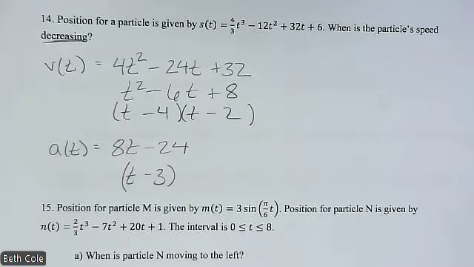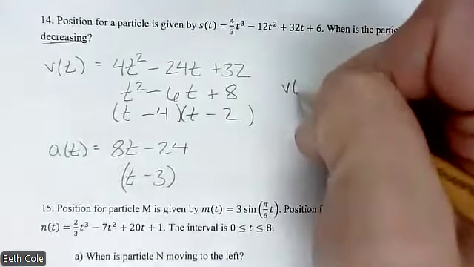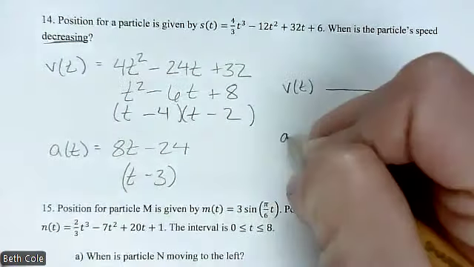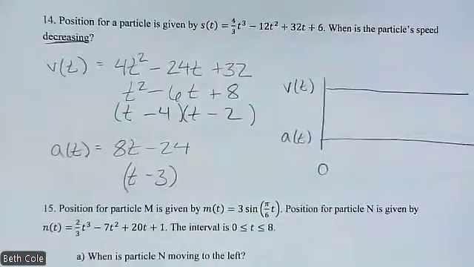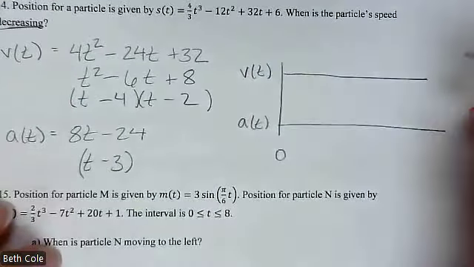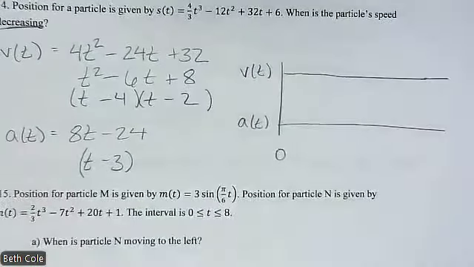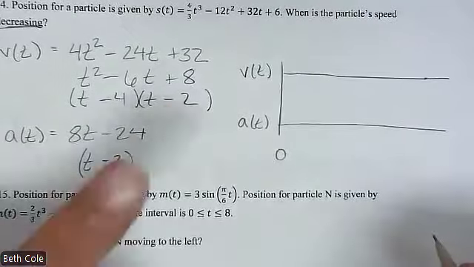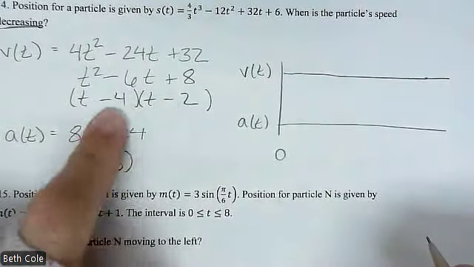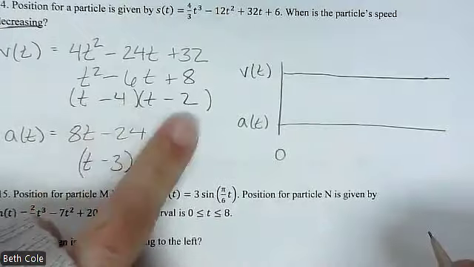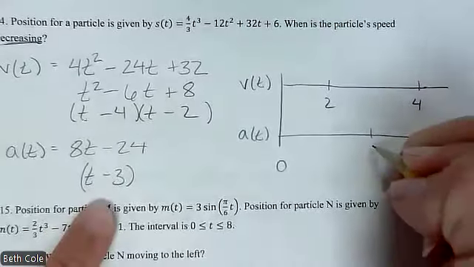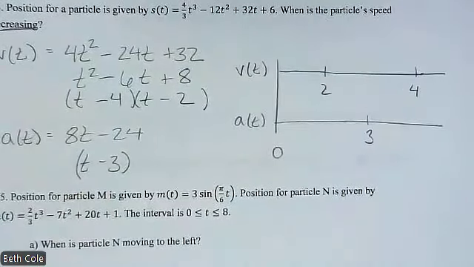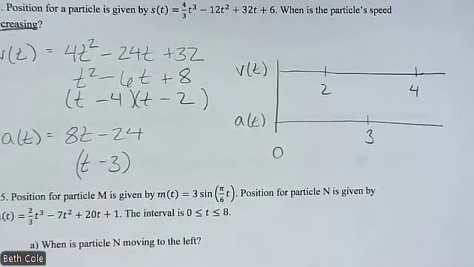So I'm going to make two number lines. I'm going to make one number line for velocity, one number line for acceleration. I'm going to start them both at 0 because we don't do negative time. And my velocity is going to have changes at what two numbers? Yep, 2 and 4. And then acceleration is 3. Do you see how I put them 2, 3, 4, like a number line? Make sure numbers go in order.